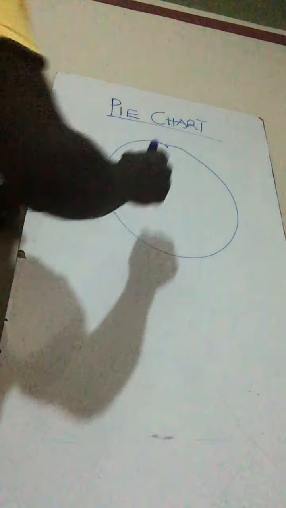Pie chart. A pie chart is a circle. So this is the chart, the pie chart. You get it? Good.